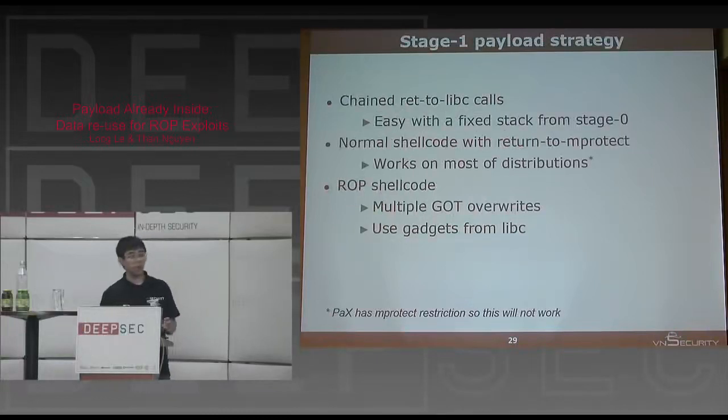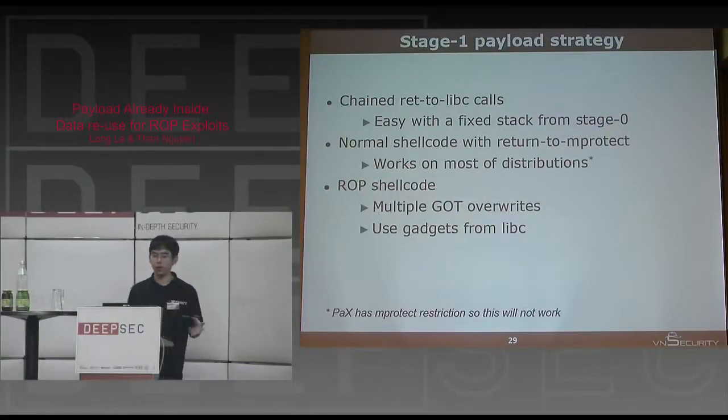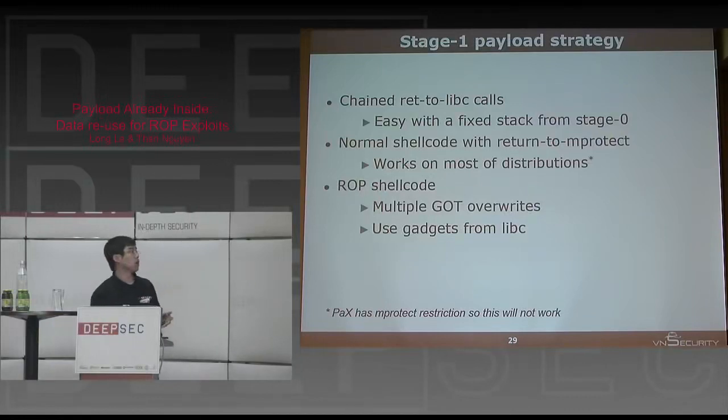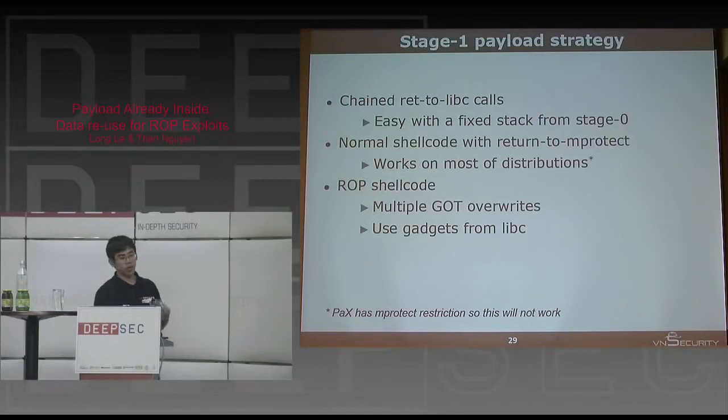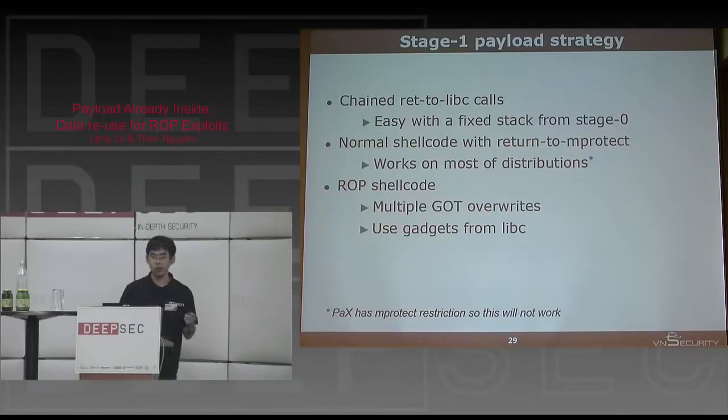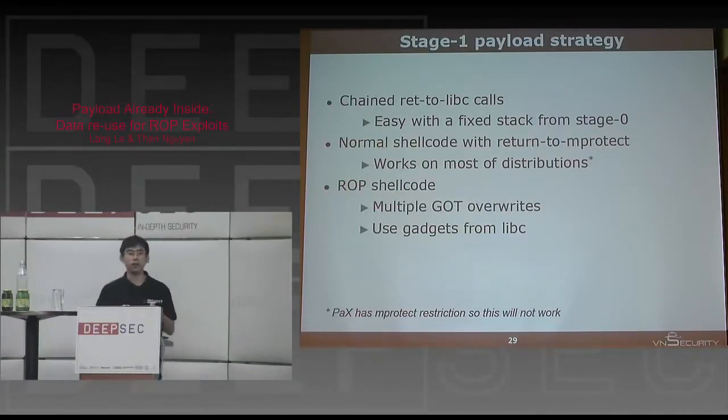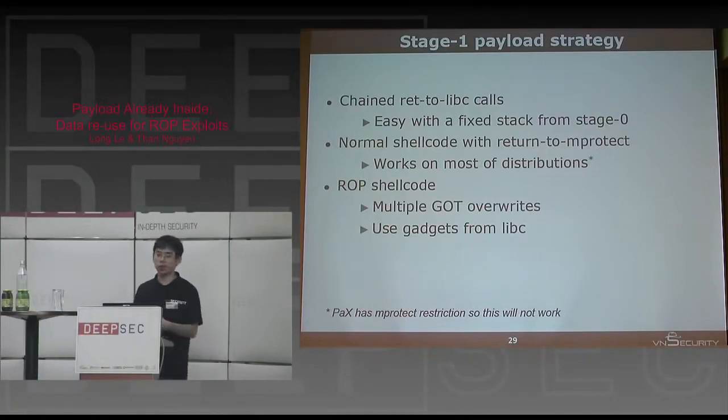And for the stage 1 strategy, stage 1 could be anything, like I mentioned before. It could be a chained return-to-libc. Now it becomes very easy, where you can transfer all the data and the location of the stack and everything. Or you can return to mprotect to make the memory executable again, then transfer the control to the new place with the normal shellcode.